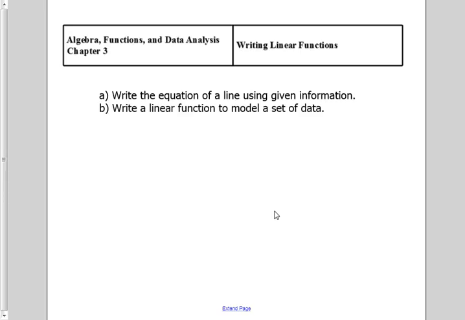Part A of this unit was to write linear equations. Part B is the same exact objective. It's going to be far different, but it is the same idea in that we are writing linear functions instead of linear equations. So the only difference between those two things is that an equation is y equals, and we've been using mx plus b. Well, a function, you simply use function notation: f of x equals mx plus b.